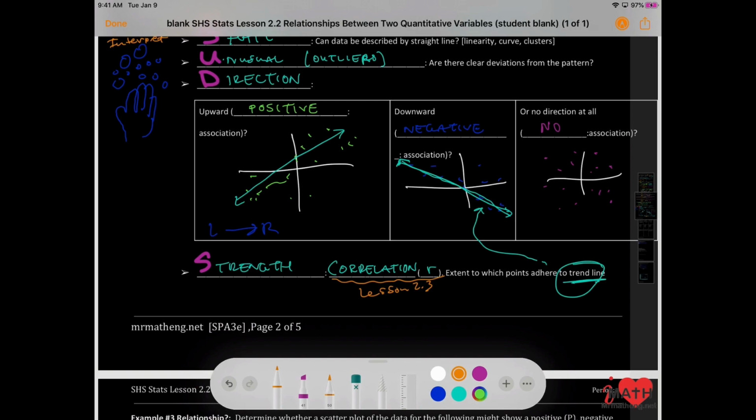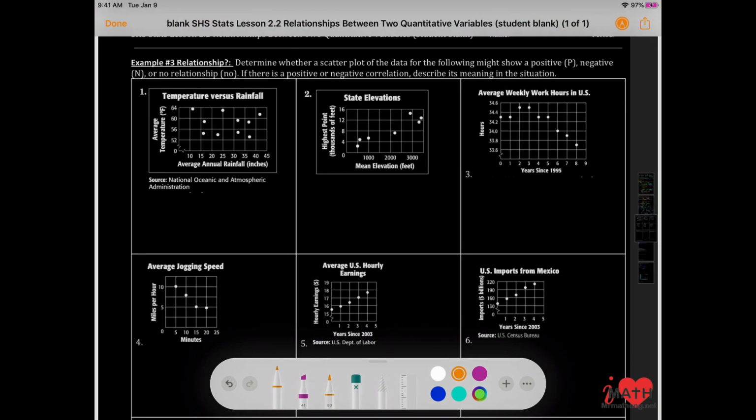All right, so there is page number 2. Let's move on to page number 3 for some examples. All right, page number 3, example number 3, relationship. Determine whether a scatter plot of the following data might show a positive, negative, or no relationship. If there is a positive or negative relationship, describe its meaning in the situation.